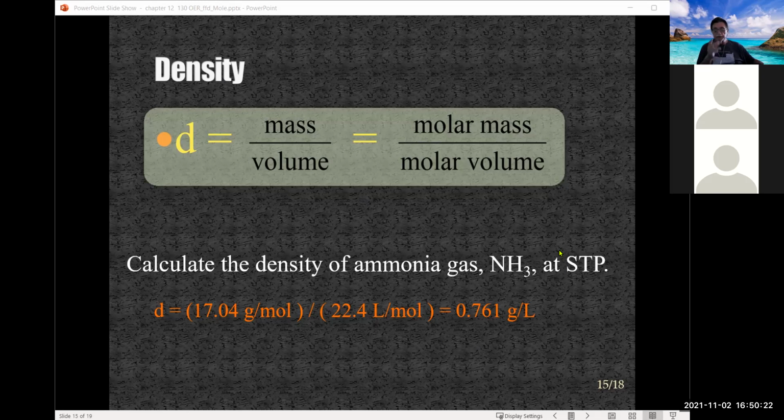Not to be mistaken with what we were doing before, where we had grams per milliliter. This is grams per liter for gases at STP. And you can convert that 0.761 into grams per milliliter if you want, just one more conversion factor.